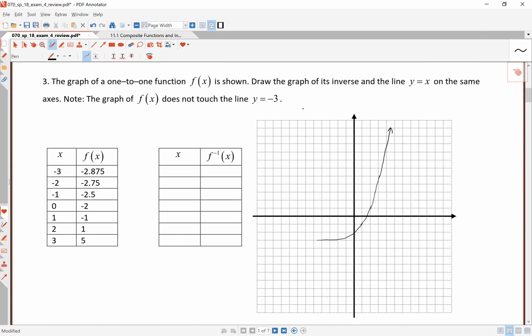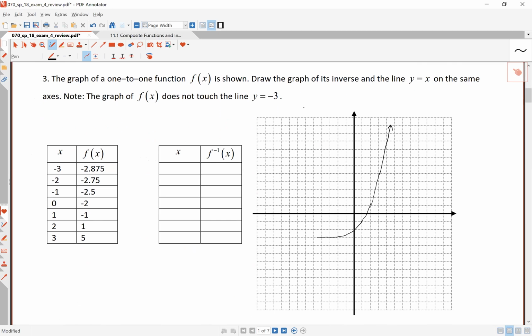Number 3, the graph of a one-to-one function is shown. Draw the graph of its inverse and the line y equals x on the same axes. Note, this graph does not touch the line y equals negative 3. So recall, if the point x, y is on the graph of f of x, then the point y, x is on the graph of the inverse. So to graph the inverse of this function, we swap the ordered pairs.